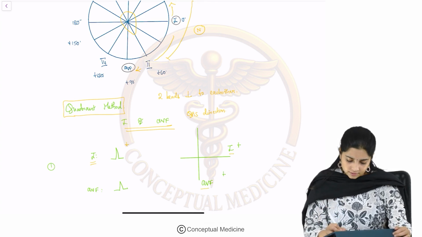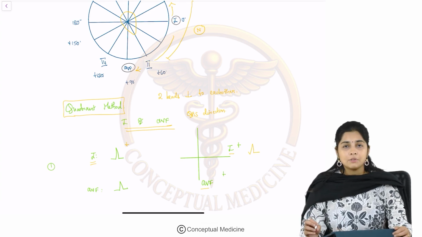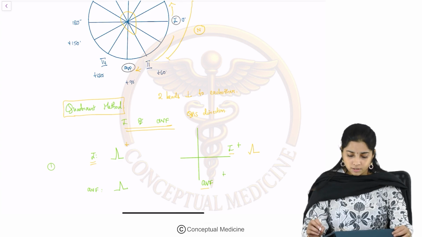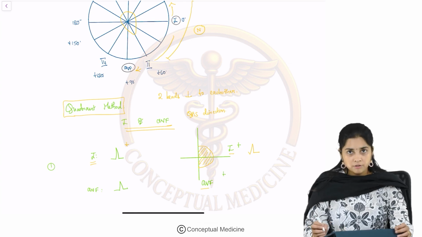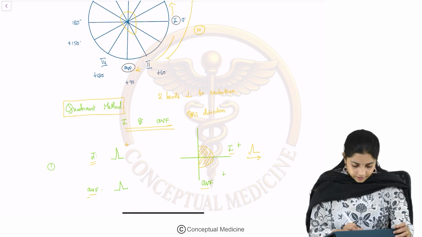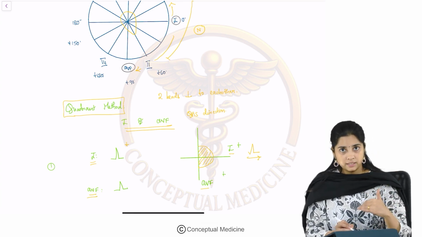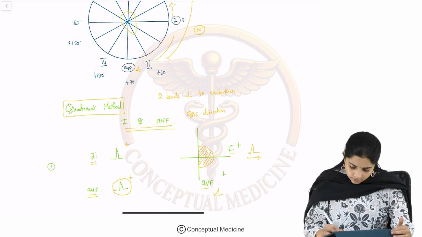So, this is your lead 1, this is your AVF, this is how it is represented. So, you have a positive wave in the QRS complex means which quadrant is the vector representing? It is representing this quadrant. Okay, fine. That means electrical activity is this way. Now, in the lead AVF which is at 90 degrees to that, also the QRS complex is positive.